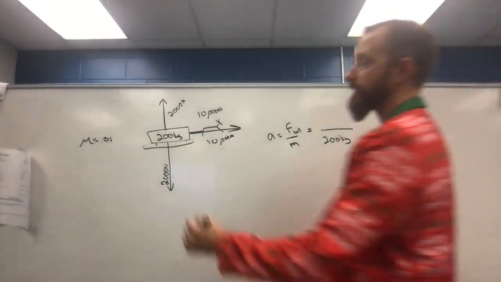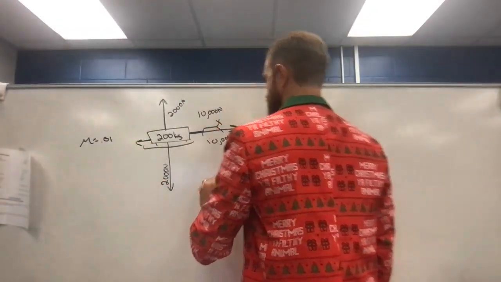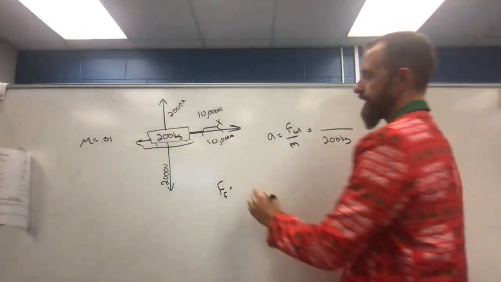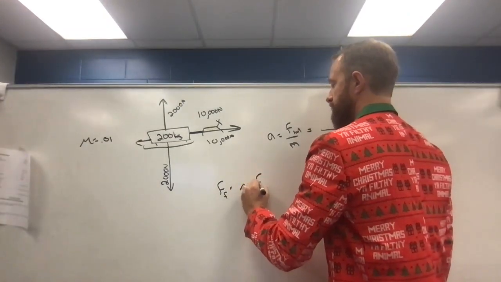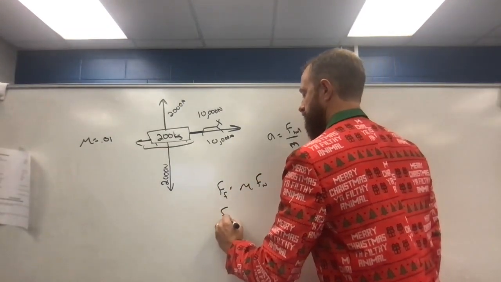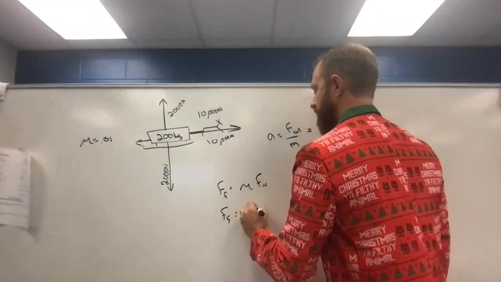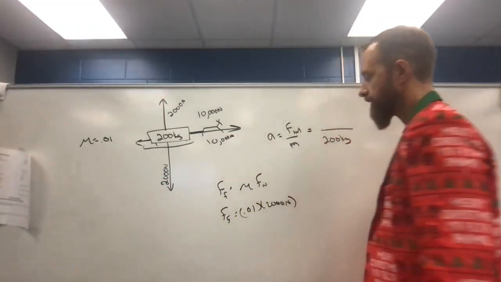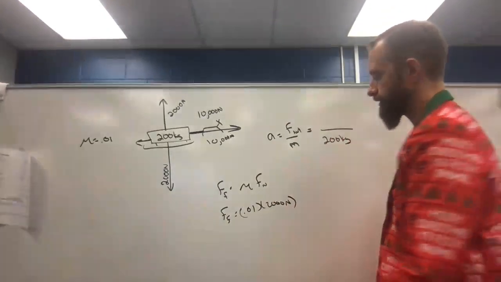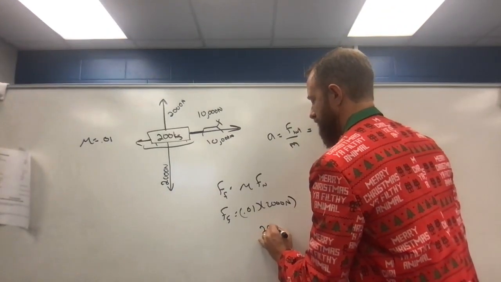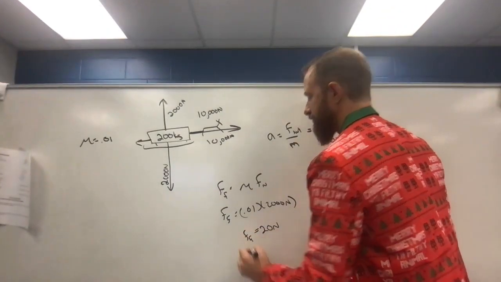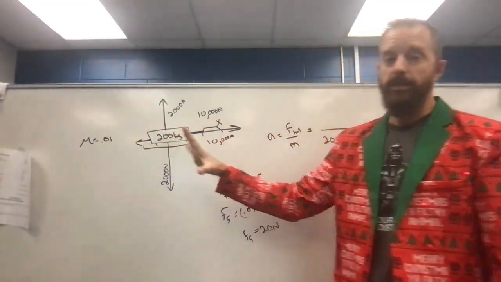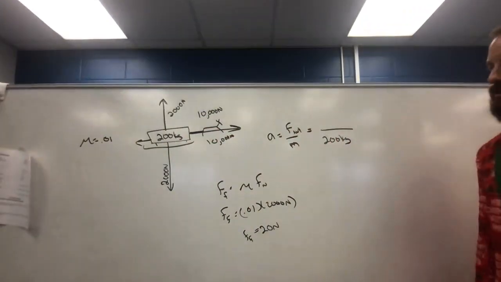So I need to know how much my frictional force is. The equation for frictional force is mu times normal force. So that's going to be 0.01 times 2,000. So 0.01 times 2,000, you just move 2 decimal points, so that's going to be 20 newtons. So not much, right? Not much frictional force, but this is like Teflon, right? This is a magic sleigh, right? There's very, very little friction here.